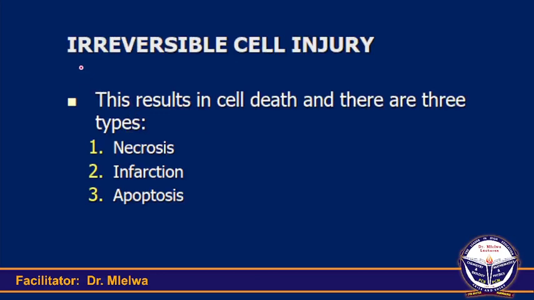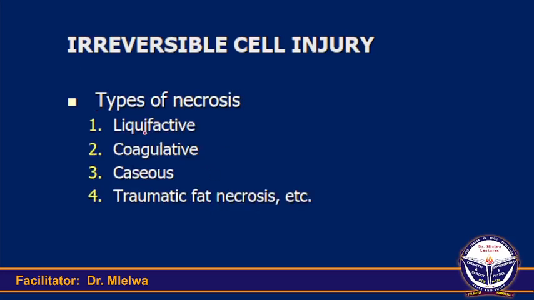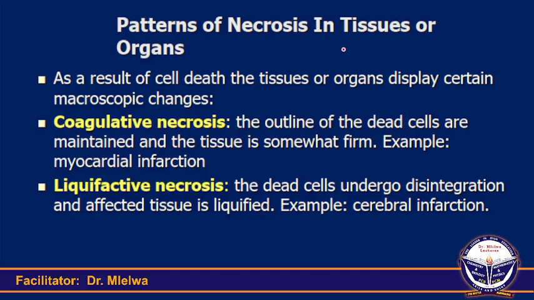Then irreversible cell injury. This results in cell death, and there are three types: necrosis, infarction, and apoptosis. Irreversible cell injury, types of necrosis: liquefactive, coagulative, caseous, and traumatic or fat necrosis. It is sometimes known as traumatic. The patterns of necrosis in tissue or organs. As the result of cell death, the tissues or organs display certain microscopic changes.